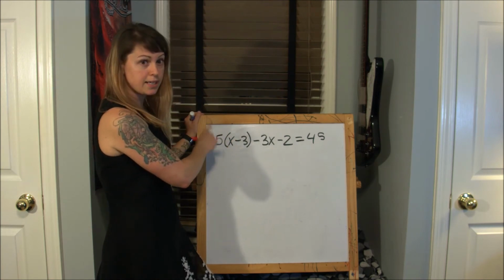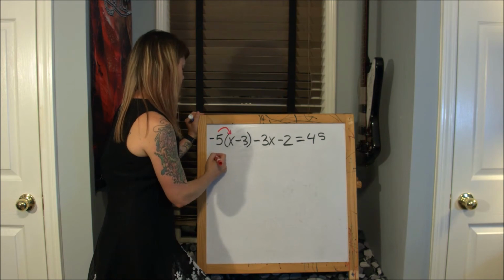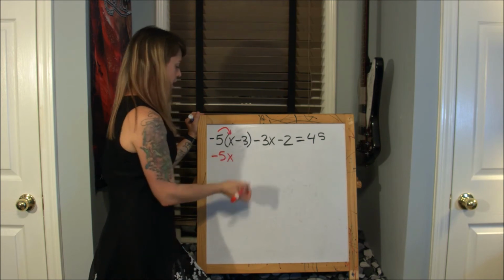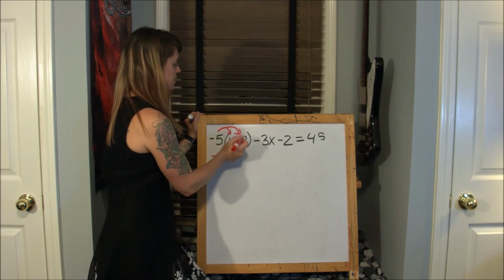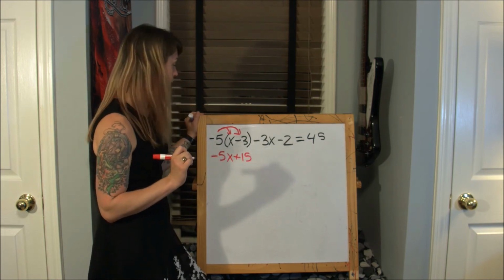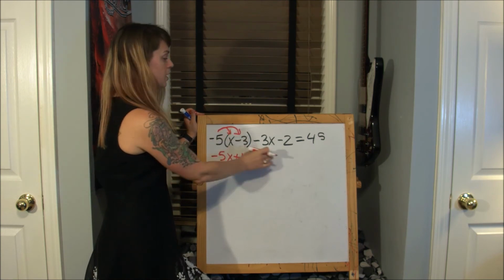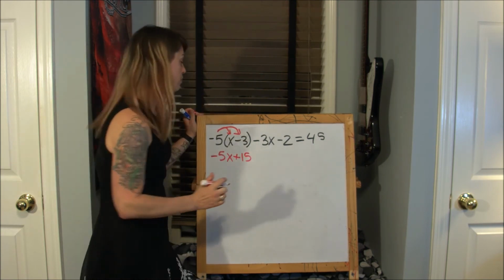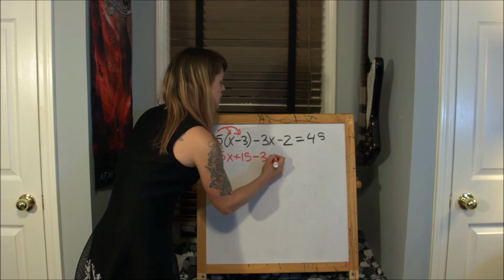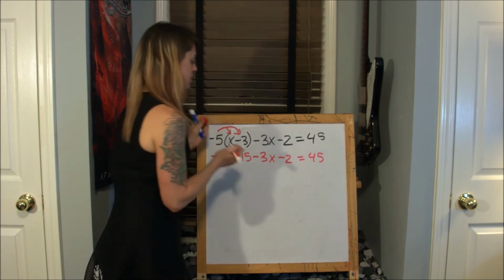First things first, I have to deal with this distributive. So negative 5 times x is negative 5x. Negative 5 times negative 3 is positive 15. Don't forget about that. And then this parenthesis stops here. Nothing else has changed in this problem yet. So I have minus 3x minus 2 equals 45. I haven't done anything else there yet.